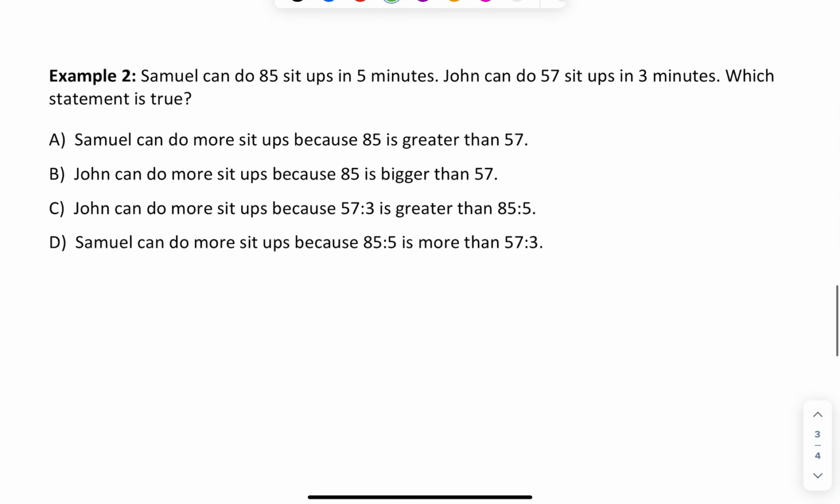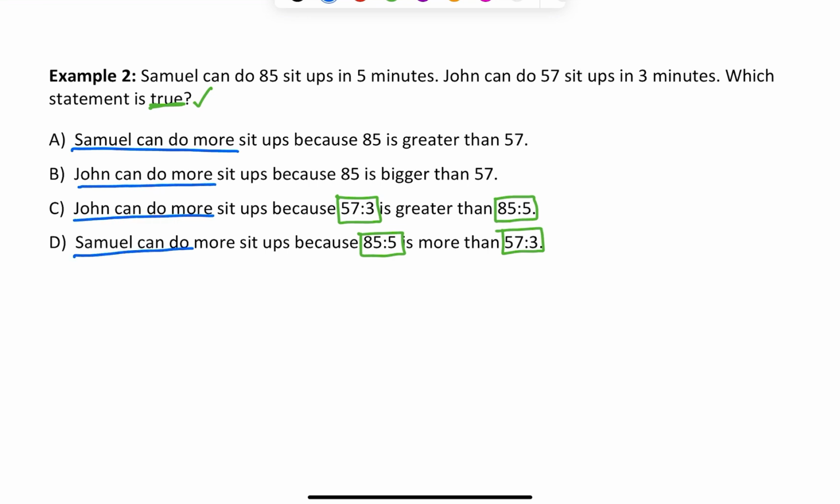All right, so now let's go down to example 2. Samuel can do 85 sit-ups in 5 minutes. John can do 57 sit-ups in 3 minutes. Which statement is true? So we want to know which one is correct. This doesn't have the word ratio in it, but in my answer choices, down here, we have ratios. So that's a good hint. And my answer choices are either saying that Samuel can do more or John can do more. So essentially, we need to figure out who can do more sit-ups.